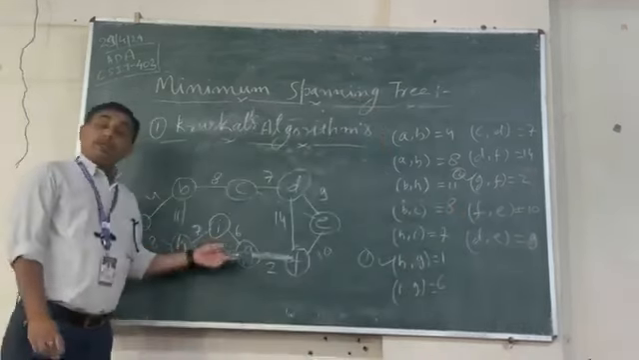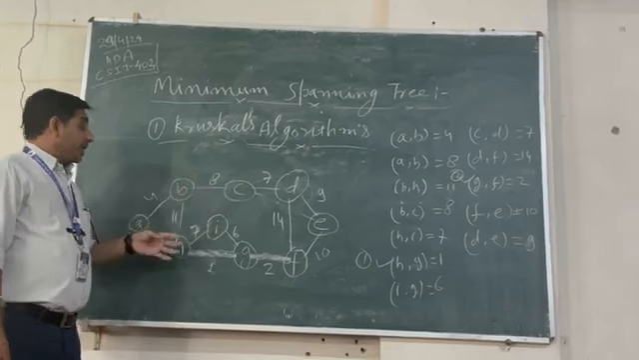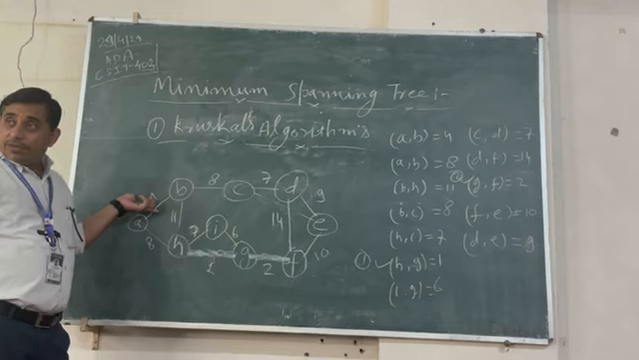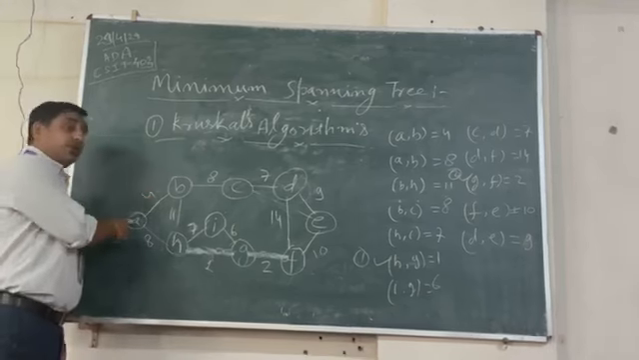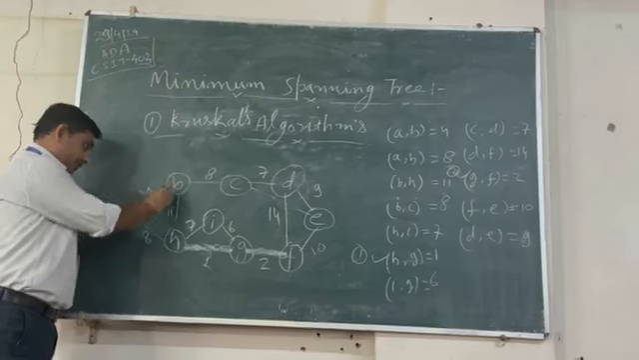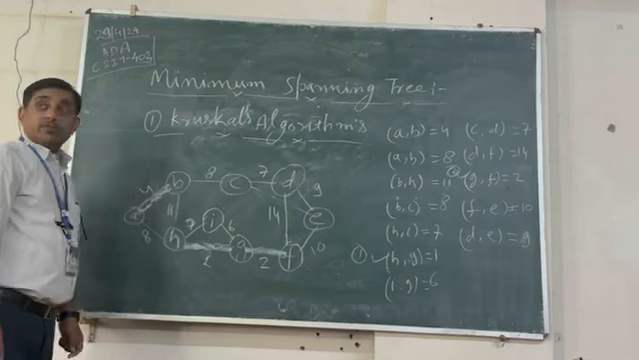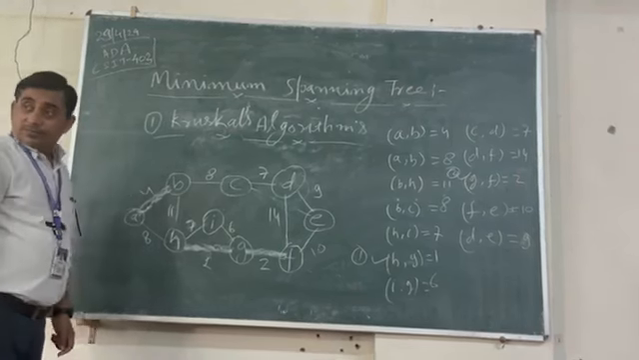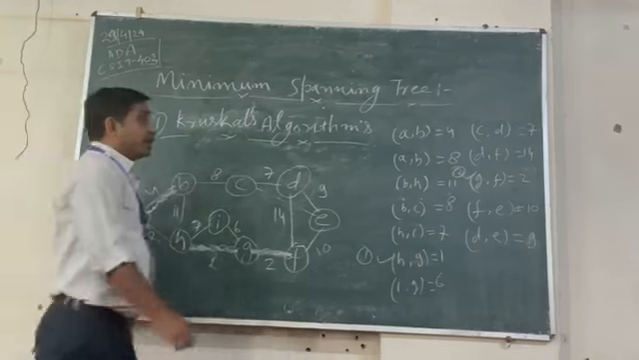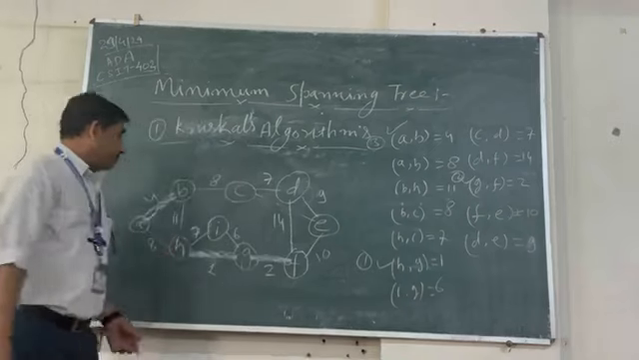And again the same process is repeated. Which one is the minimum? 4 is minimum, between A to B. So we select this one. Clear? So A to B is the third step.